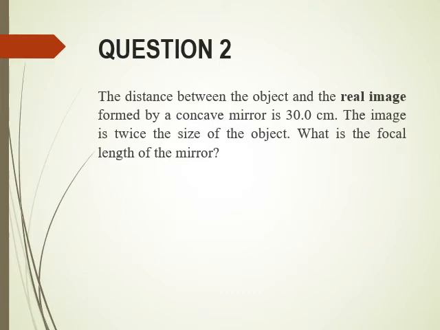Question 2. The distance between the object and the real image formed by a concave mirror is 30 cm. The image is twice the size of the object. What is the focal length of the mirror?